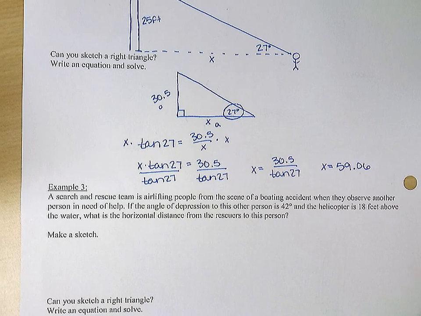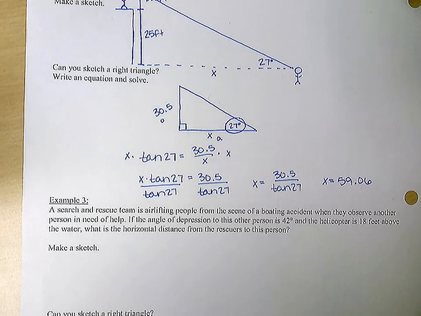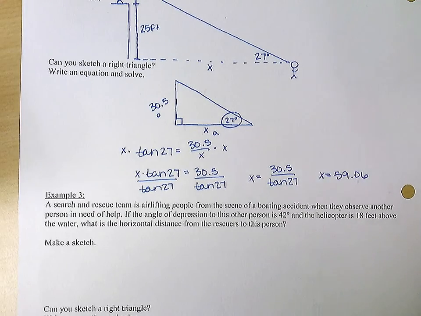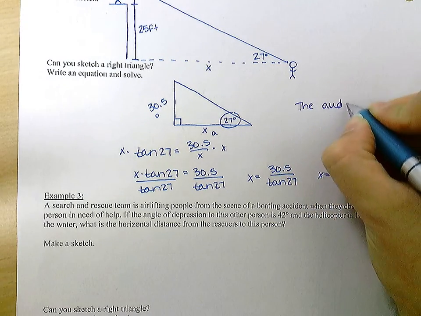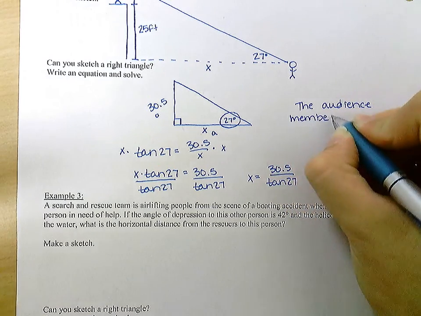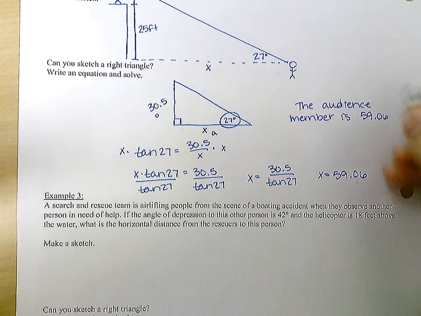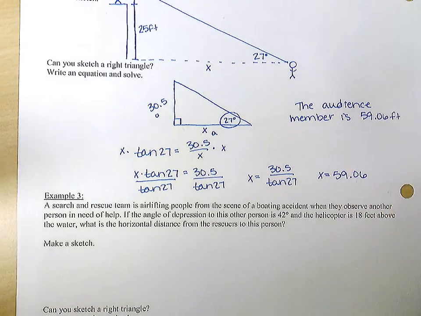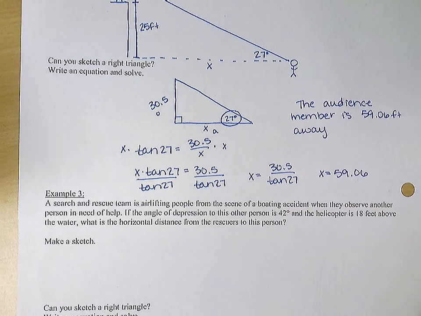Okay, now if I look back at what I was actually trying to find, we're trying to find how far the audience member is from the base of the platform. So I would write out the audience member is 59.06, and we're working in feet, away.